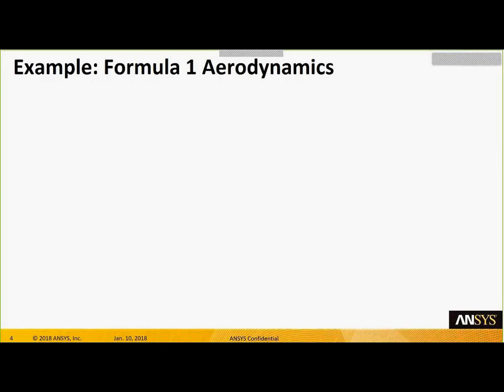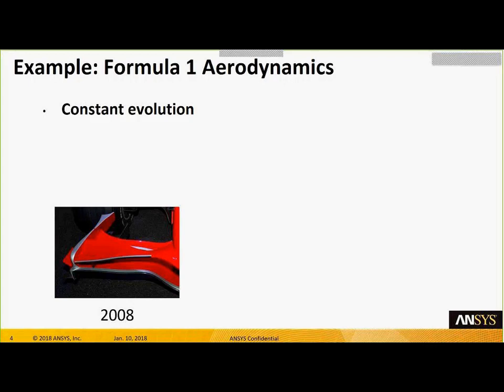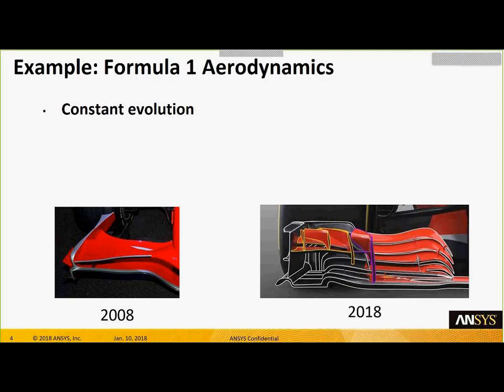And I thought this was a good example for the fluid simulation because in Formula One, you have constant evolution, so the designs of the car are constantly changing. In 2008, you can see an example here of a front wing on the Formula One car. That was back in 2008. We're now up to 2018, and the front wings are much, much more complex.